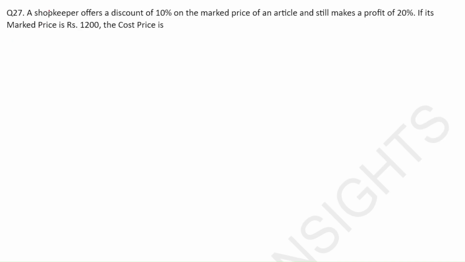Next question. A shopkeeper offers a discount of 10% on the mark price of an article and still makes a profit of 20%. If the mark price is 1200, you have to find the cost price in this question.